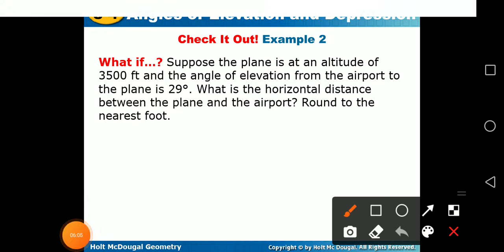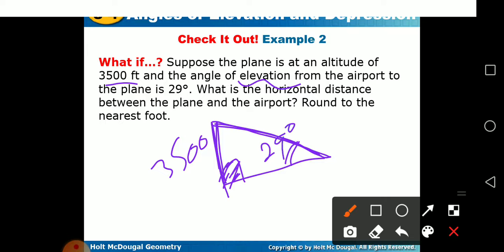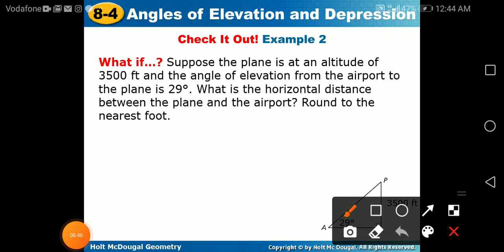Okay, guys, what if the plane is at an altitude of 3,500 feet? We have a right triangle with the altitude of 3,500 feet, and the angle of elevation, where we are going up. Where's the angle that goes up? Excellent, my dear students. What's the horizontal distance between the plane and the airport? After drawing, he asks me about the horizontal distance.